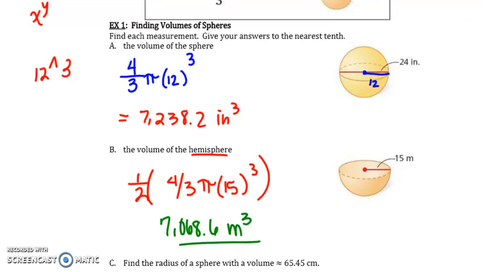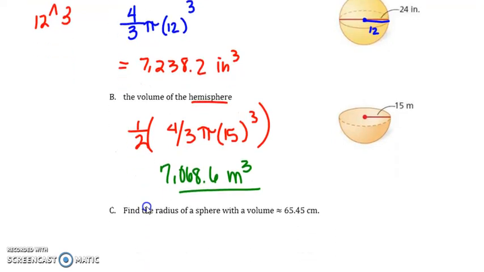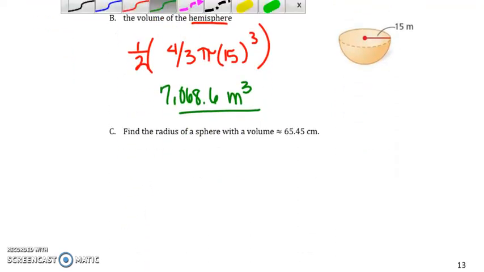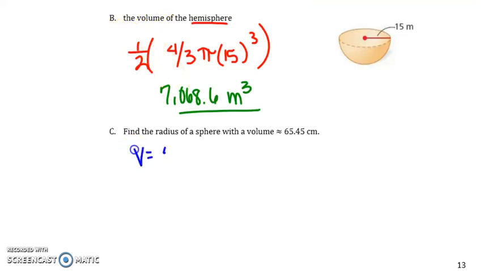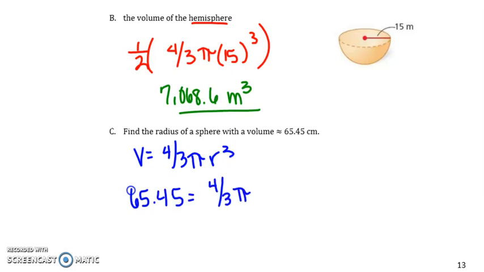Okay. All right, so moving along, we're going to work backwards now, where we are given the volume. So volume equals 4/3 pi r cubed, and we're going to plug in the volume, and now we're going to find the radius. So 65.45. So how do we get rid of our pi first, if you want to do that? Divide by pi.